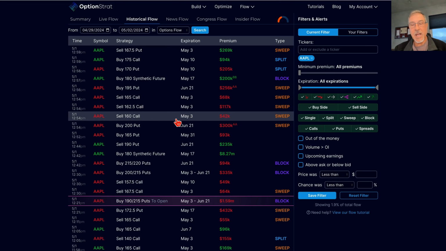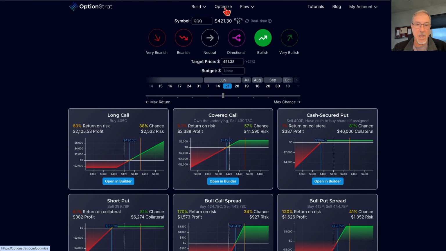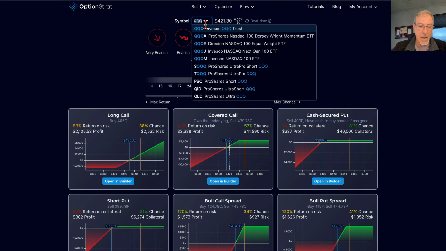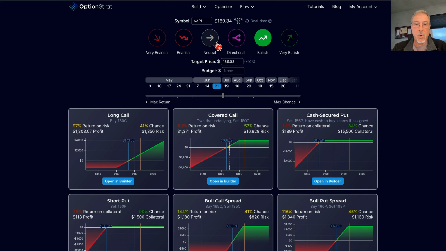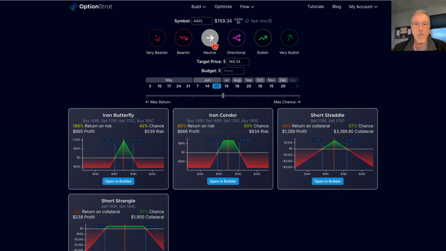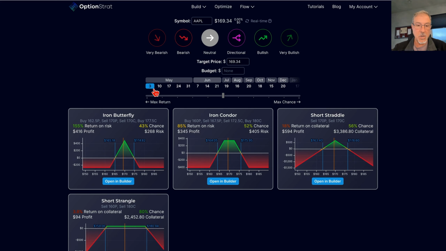So now that I've decided, okay, I probably want something a little more neutral once I mix the market's opinion with my opinion, I'm going to come back to the Optimize tab, and I'll put in Apple, and I'm going to put in that I am neutral. And we'll see that there's a host of different potential trades that I might consider here. Oh, and also, because it's an earnings trade, I want to go to the expiration that's going to be taking place here tomorrow.